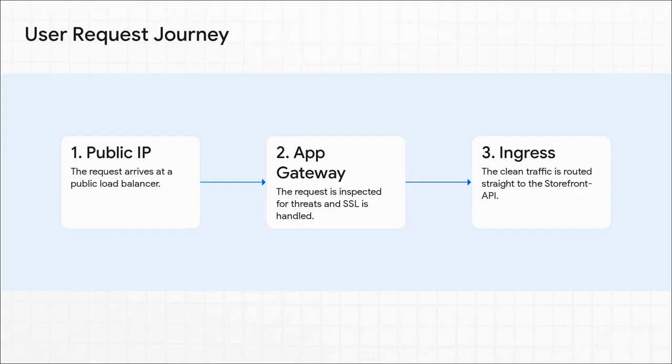So let's follow a request on its journey. First, it arrives at a public load balancer. From there, it gets funneled to Azure's application gateway, which is like a high-tech security checkpoint, scanning for threats and handling all the encryption. Only after it's been cleared does our ingress controller step in and route that clean traffic right to our storefront API. It's clean, efficient, and super secure.